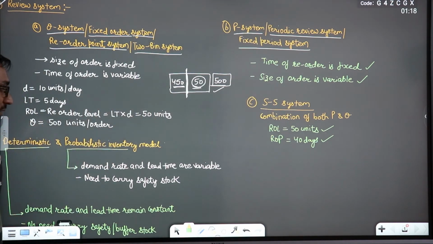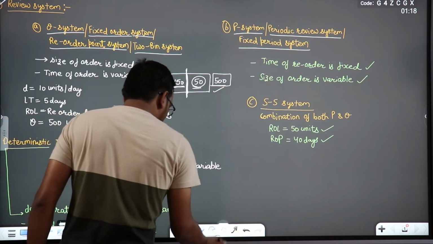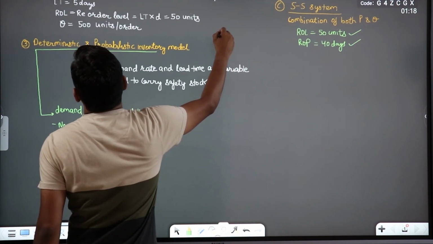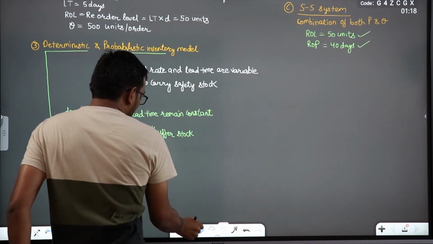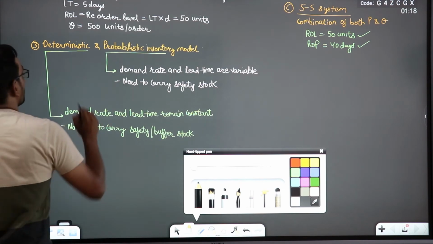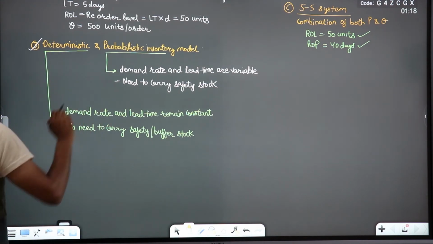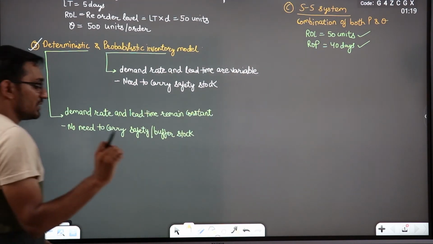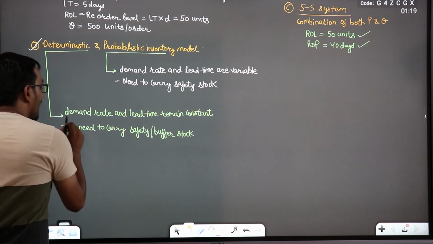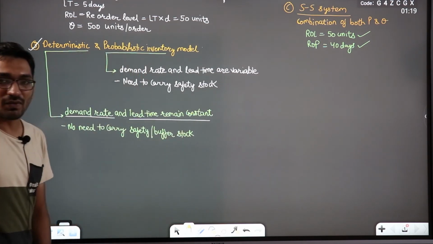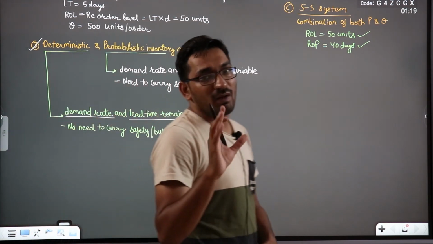Right? The next one, the third characteristic which we want to discuss here, is the deterministic and probabilistic inventory model. This is important, we have to discuss this. Deterministic model means, in this deterministic model, the demand rate and the lead time will always remain constant. Right? Lead time will always remain constant.